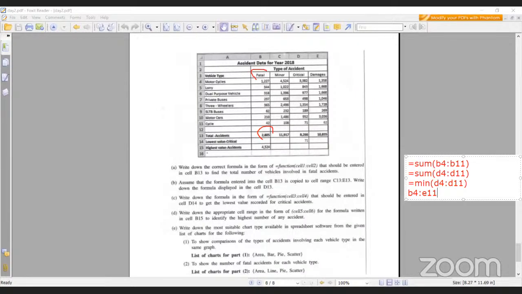Second one, to show the number of fatal accidents for each vehicle type. There you can take a pie chart as a percentage. Out of the number of accidents, you are taking it as a comparison.